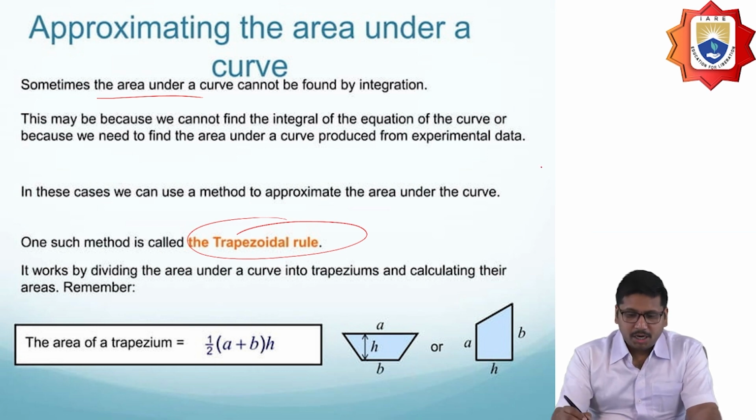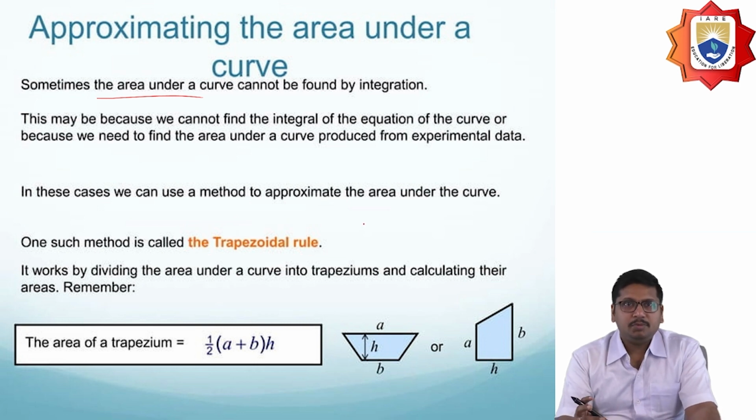Sometimes the area under the curve cannot be found by integration, because we can't find the integral of the equation of the curve, or because we need to find the area under the curve from data. In these cases, we need to approximate the area under the curve. One such method is called the trapezoidal rule, and this works by dividing the area under the curve into various trapeziums and then calculating the areas.